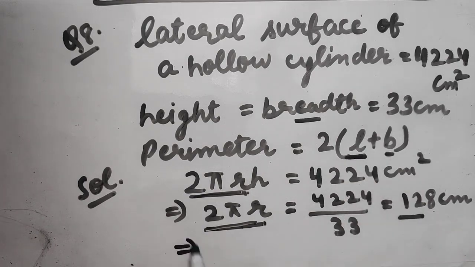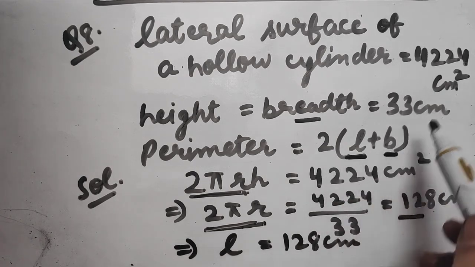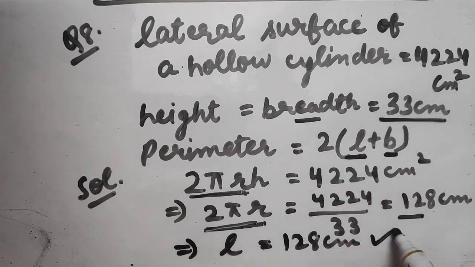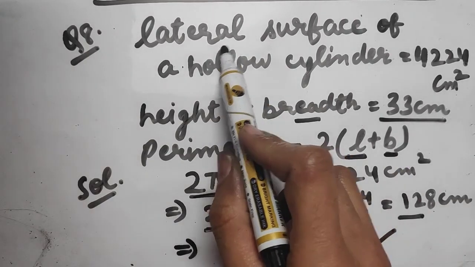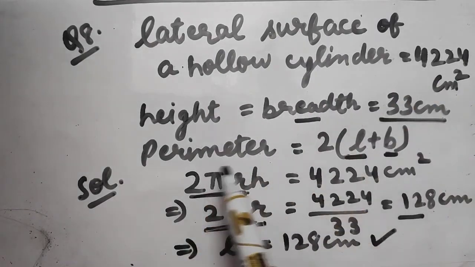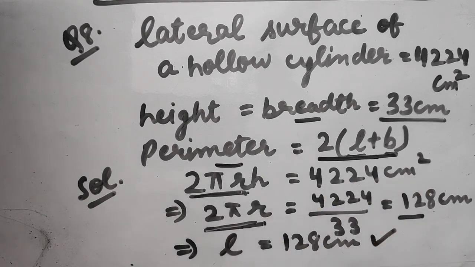So length is equal to 128 centimeters. In this formula, breadth is given to us as 33 centimeters, and length we have calculated as 128 centimeters using the lateral surface area or curved surface area of a cylinder. After putting the values, you will be able to get the perimeter. So this is the hint for this question.